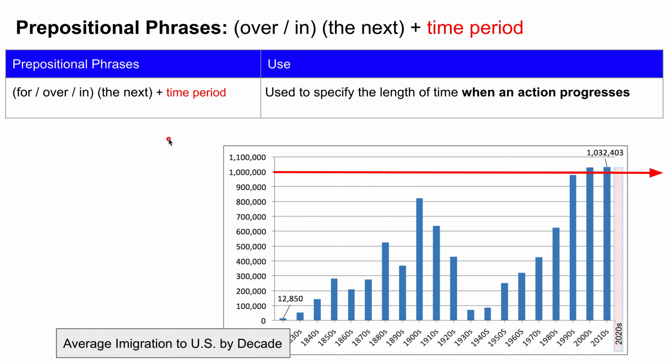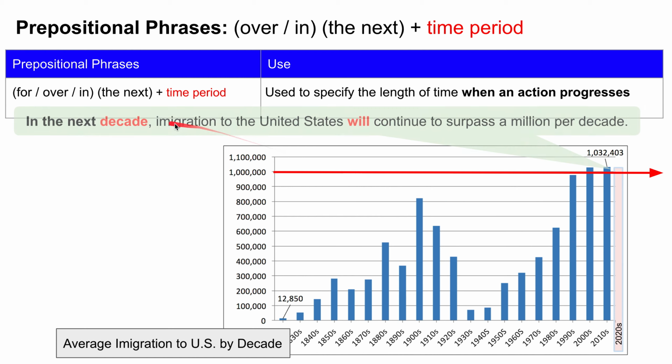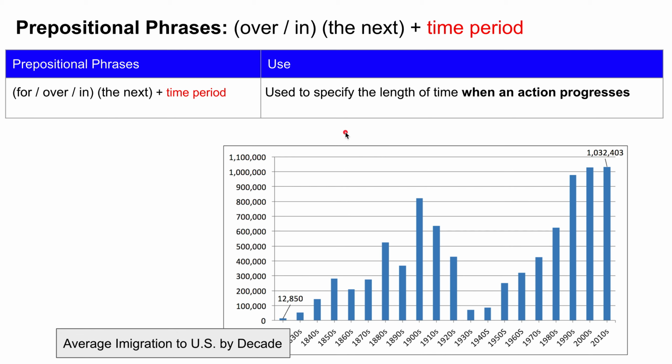So if we're looking at the 2020s, that is the next decade. So we can say in the next decade, that means talking about the future. Immigration to the United States will continue to surpass 1 million per decade. Here we have will. We're talking about the future. However, there is an exception to this rule.